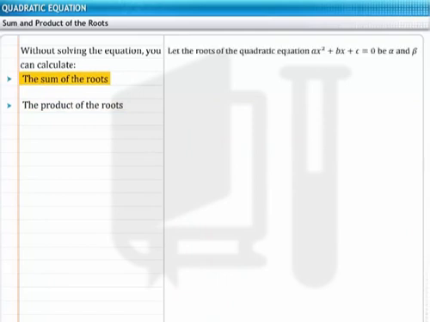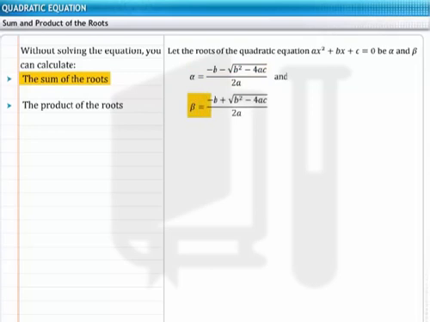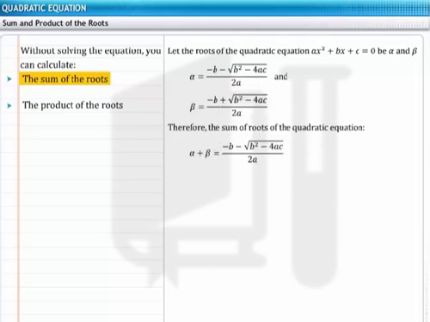Let us consider the roots as alpha and beta respectively. Alpha equals minus b minus square root of b squared minus 4ac divided by 2a, and beta equals minus b plus square root of b squared minus 4ac divided by 2a. Therefore, the sum of the roots of a quadratic equation is alpha plus beta equals minus b minus square root of b squared minus 4ac divided by 2a plus minus b plus square root of b squared minus 4ac divided by 2a.